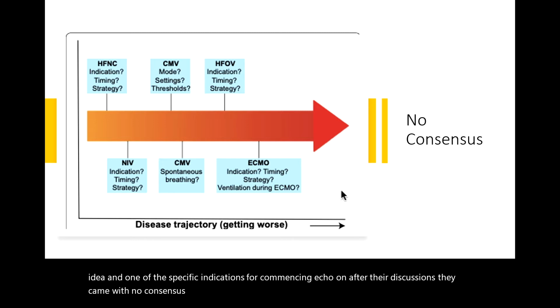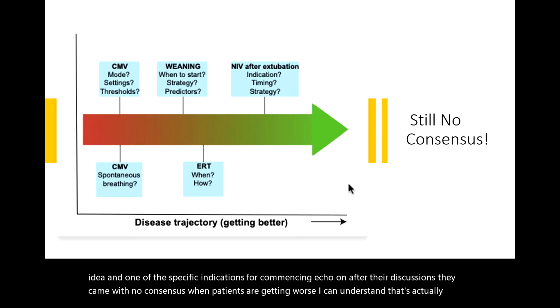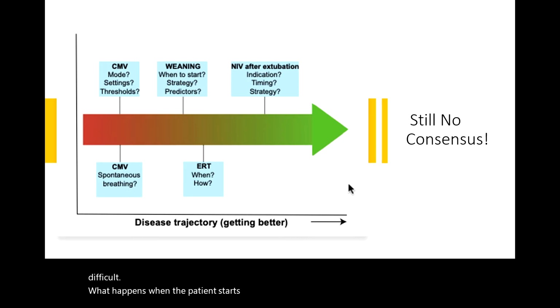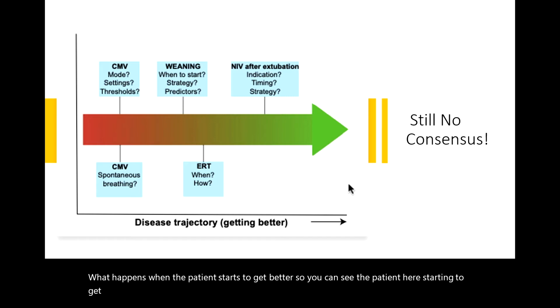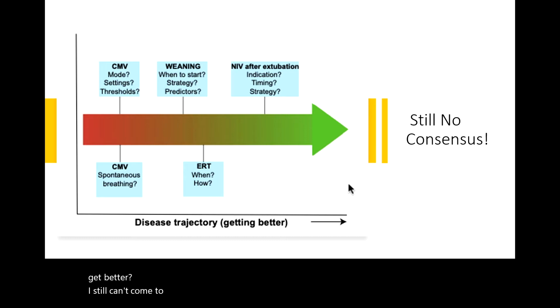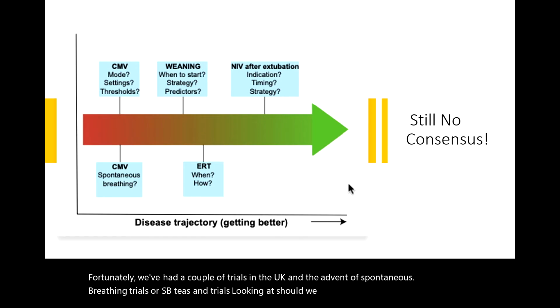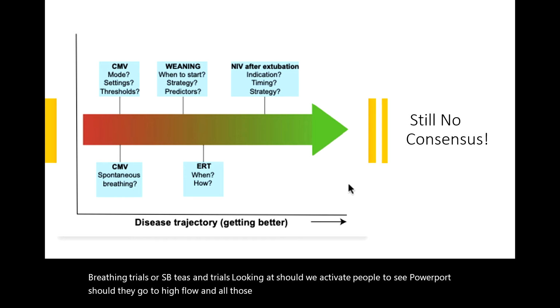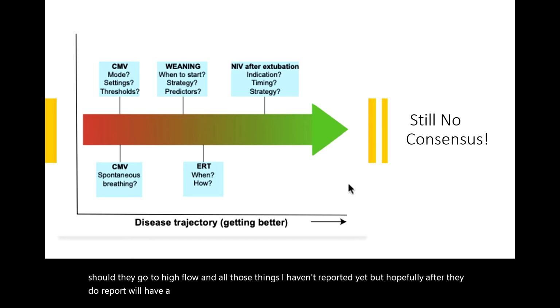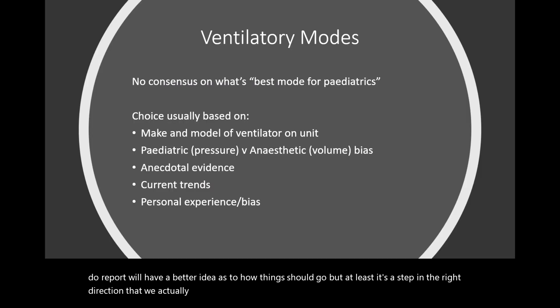Well, when patients are getting worse, I can understand that's actually quite difficult. But what happens when the patient starts to get better? So you can see the patient here starting to get better. They still can't come to a consensus as to how and when the best way to deal with weaning. Fortunately, we've had a couple of trials in the UK, and the advent of spontaneous breathing trials, or SBTs, and trials looking at whether we should extubate people to CPAP or to high flow. They haven't reported yet, but hopefully after they do, we'll have a better idea as to how things should go, but at least it's a step in the right direction that we're actually looking to get those answers.